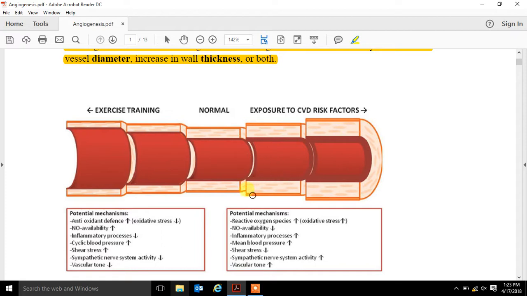And potential mechanisms, I'm going to highlight a few here that are going to cause this type of arteriogenesis adaptation. There's going to be things like increases in reactive oxygen species, decreases in nitric oxide bioavailability, increased inflammatory processes, and increases in mean blood pressure. And hopefully you can piece together where these things would come into play. Physical inactivity and aging are going to be primary factors driving a lot of these signals that then go on and result in this type of adaptation.